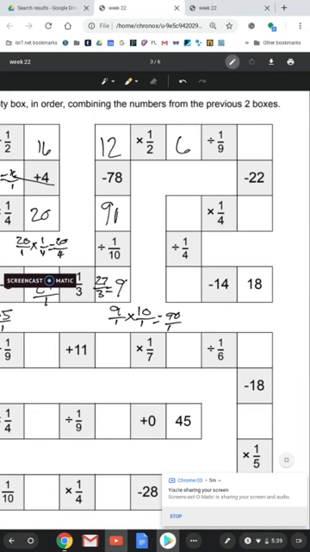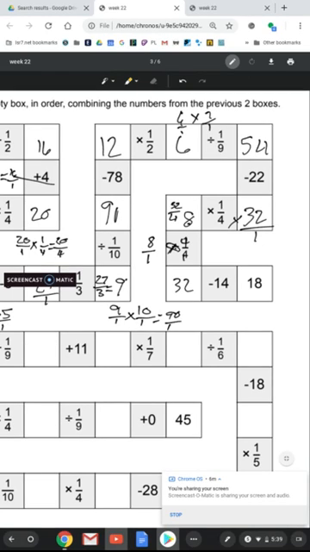6, so we keep, change, flip. So 6 times 9 over 1. That'd be 54. And that'd be 6 ones. 54 minus 22 is 32. 32 over 1 times 1/4 would be 32 fourths, which is the same as 8. Then we're going to keep the 8, change this to multiplication. So 8 over 1 times 4 over 1, which would be 32. 32 minus 14 is 18.